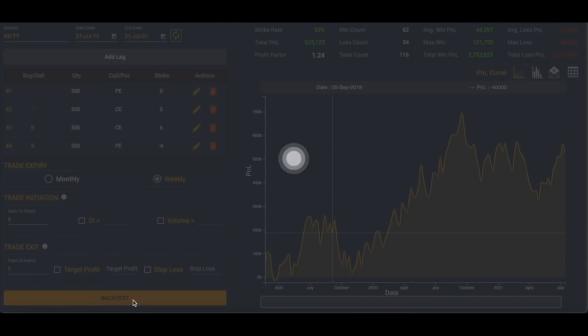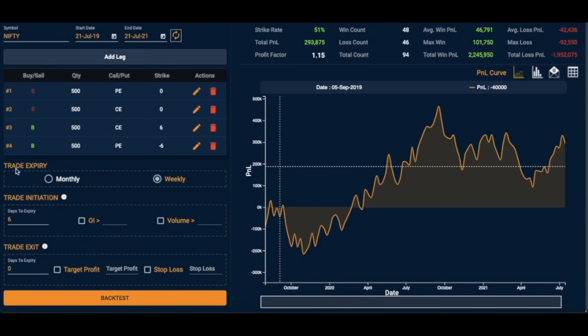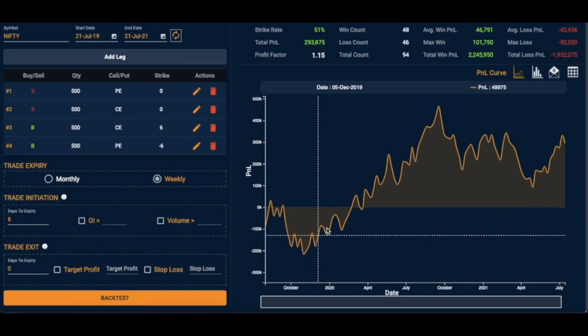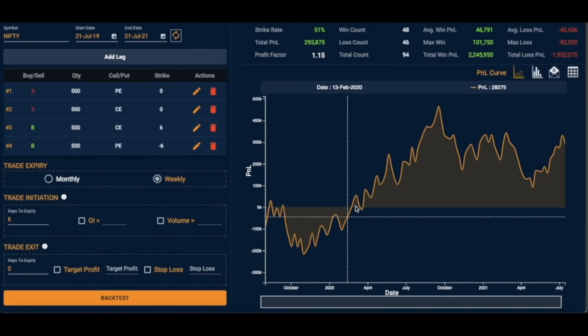Let's backtest. Backtesting takes time as it is working on data intake, and that is tremendous. Okay, here we have the results. Now you can notice that in the last 2 years, if you had executed this strategy consistently on a weekly basis, initially your losses had been 92,000 in week one. The movement was volatile, of course. Good weeks followed by bad weeks followed by good weeks again. Initially till February 2020, you had been in loss only, but after that you moved to profits. You would have made profits of 2,93,875 till now. Your total number of trades had been 94, win count was 48, and loss trades were 46. Your maximum profit in a week was 1 lakh and a maximum loss of 92,000.